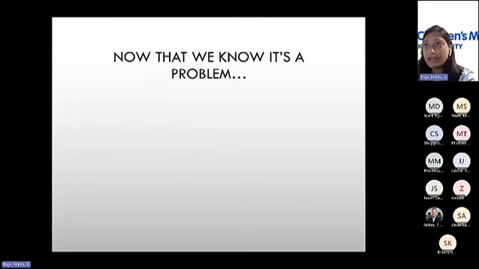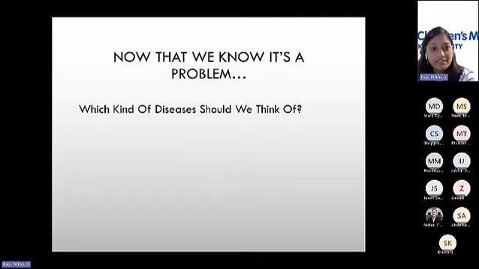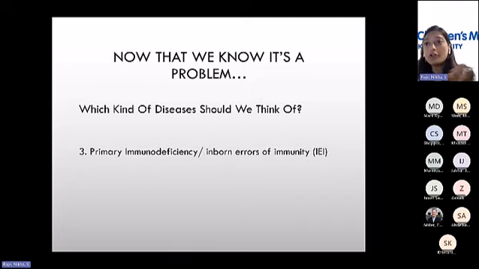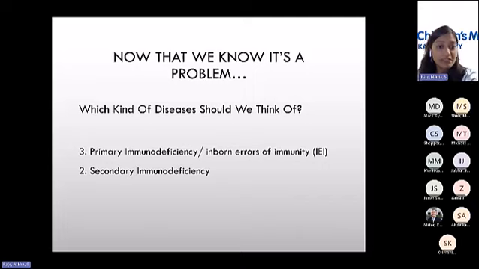So now that we think that would be a problem, what kind of diseases should we be thinking about? This is the talk on primary immunodeficiencies or IEIs, so we would definitely think about that. But keep in mind that those are rare disorders, and more common things such as secondary immunodeficiency should come to our mind, and even more common than that would be other causes. So let's look at some of these causes or diseases that can predispose patients to recurrent infections.